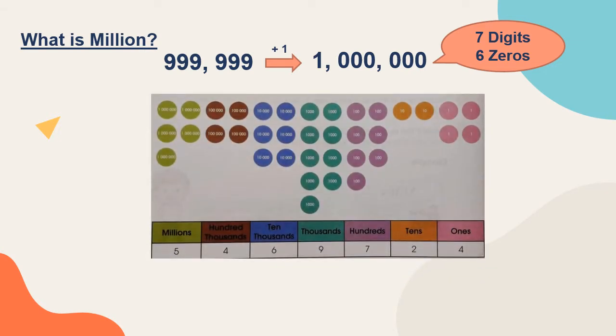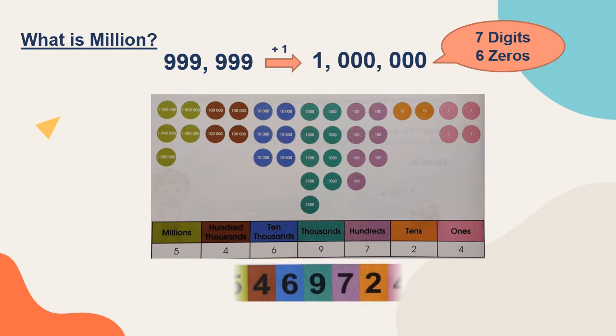Now let's count these circles. The first set is for millions. Millions we have 5, 100,000s are 4, 10,000s 6, thousands are 9, hundreds 7, tens are 2, and ones are 4. So we write all these numbers together. And to read this number, we combine the numbers in groups of 3s from the last number. And this is how we are going to read. It's 5,469,724.